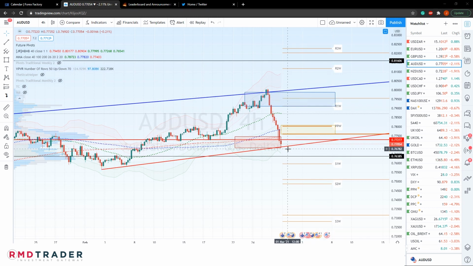Of course, should price break below the current trading level, which is our support on the diagonal as well, that could target a breakdown of price towards perhaps that monthly S1 at 0.751, with some interim targets at our weekly S1 at 0.759.